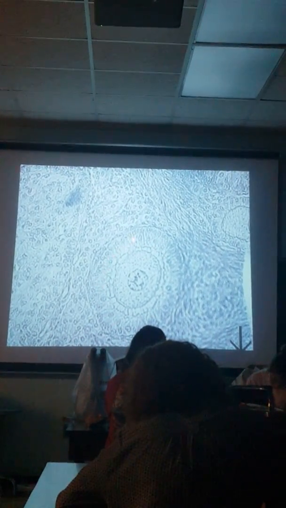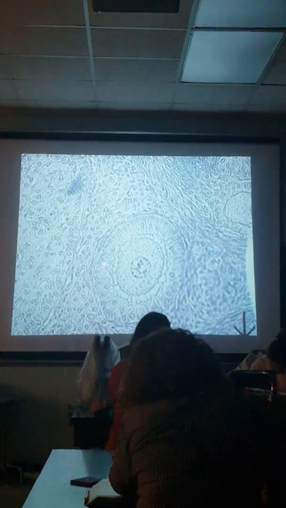So let's look for a primary follicle. So here we have the oocyte, we got the zona pellucida, the granulosa, and all the theca in there. There we go. So here's primary. We got the primary oocyte, zona pellucida, we've got the granulosa, and the theca.